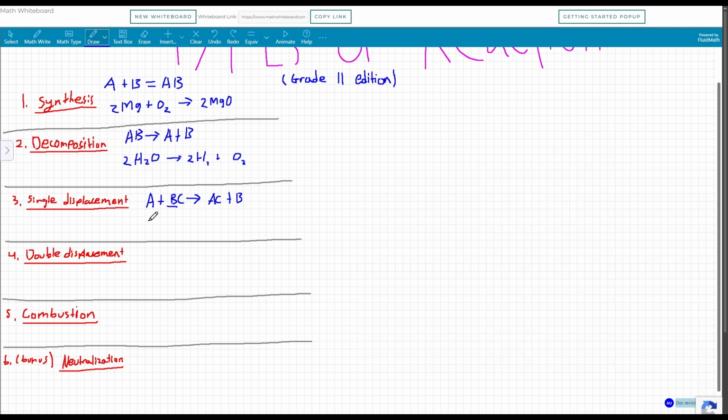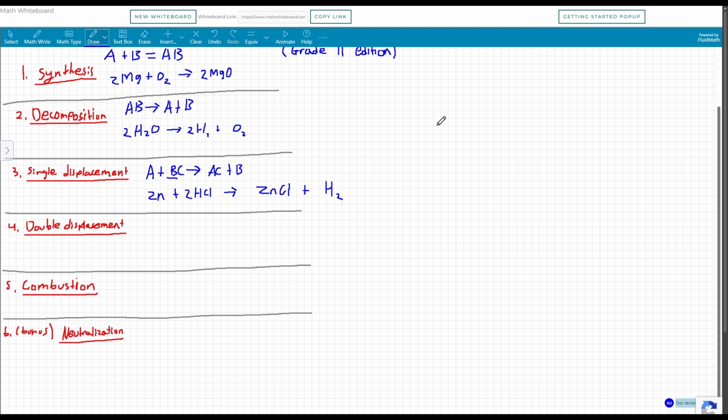Okay, let's go into an example. Say we have zinc plus hydrochloric acid, or HCl. We would get zinc chloride plus hydrogen, and since hydrogen is diatomic, we put a 2 here. And now let's just balance out this equation. There's 2 hydrogens, 2 here, and that should be fine. Yeah, I believe so. Okay, we are good.